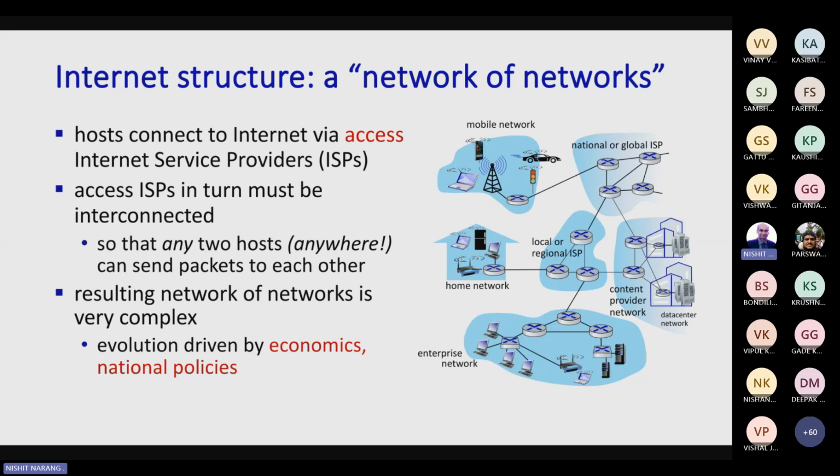Right? Who connects to what ISP? How do Indian users connect to users in the US, and via which ISPs? All of it is driven a lot by economics, which means which ISP is providing me what kind of billing plan, and also by national policy at that time. I don't want to send traffic from India to the US via any intermediate network that passes through Pakistan. Let's say it could be a national policy. Right? So the resulting network of networks is becoming very complex, and often it is driven by economics, which means cost, as well as national policies. Okay? So that is essentially what the internet is.